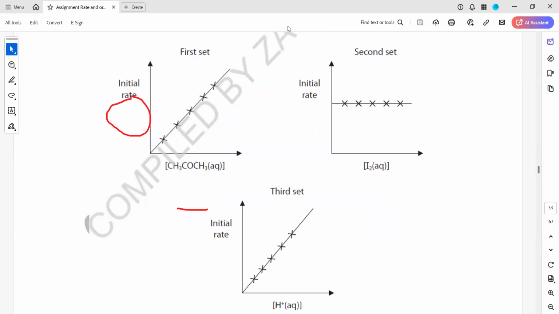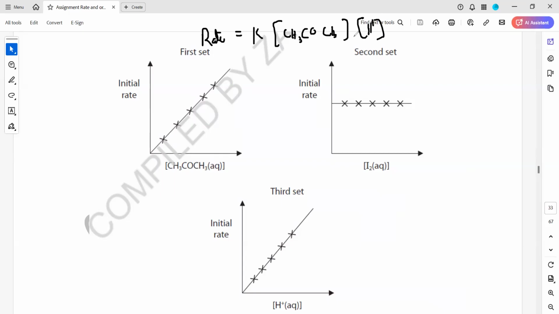So if I write the rate equation, what should it be? Rate should be equal to k times the concentration of propanone, CH3COCH3, and the concentration of acid, both first order. And iodine, if you write it, then write the power zero. It means it's zero order with respect to iodine. Or if you don't write it, that's also fine.